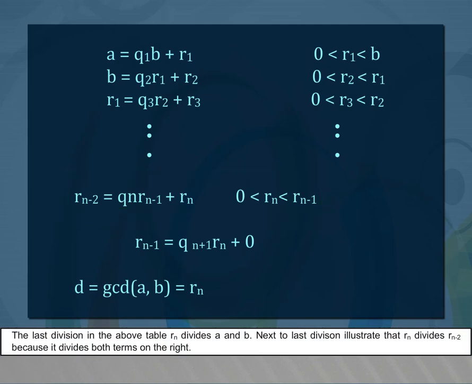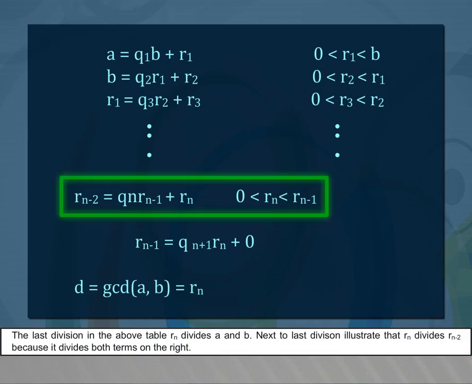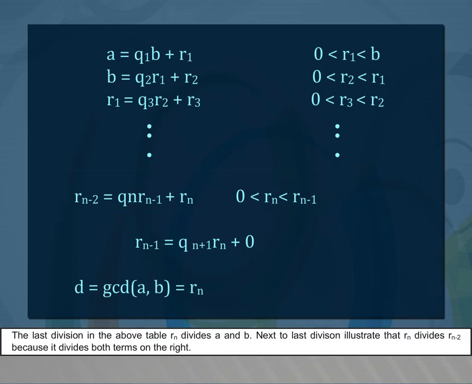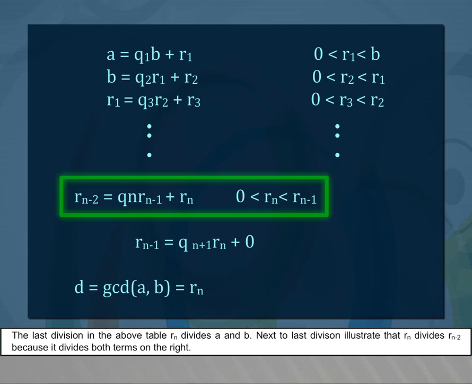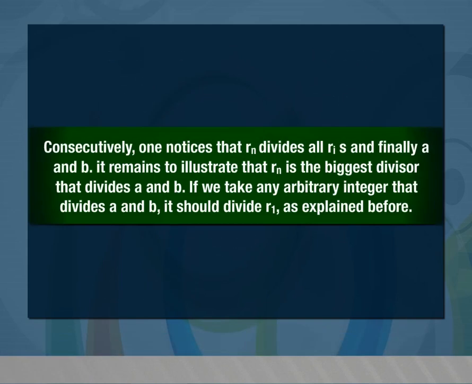Rn divides a and b. The next to the last division illustrates that Rn divides Rn minus 2, because it divides both terms on the right. Consecutively, one notices that Rn divides all Ri, and finally a and b. It remains to illustrate that Rn is the biggest divisor that divides a and b. If we take any arbitrary integer that divides a and b, it should divide R1 as explained before.